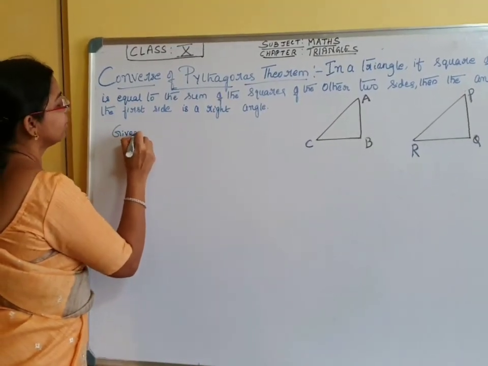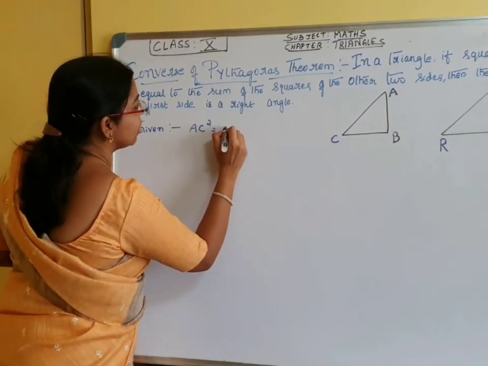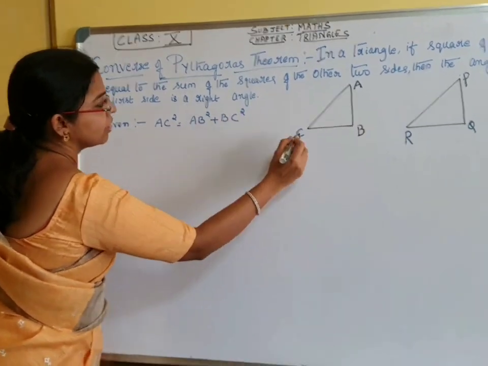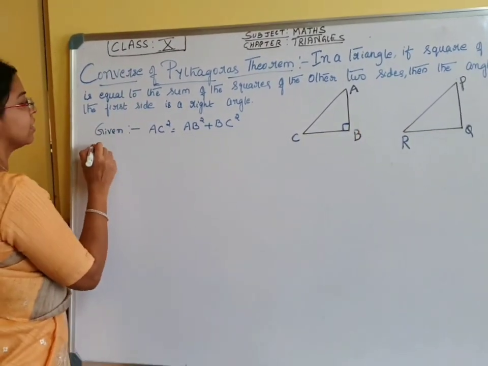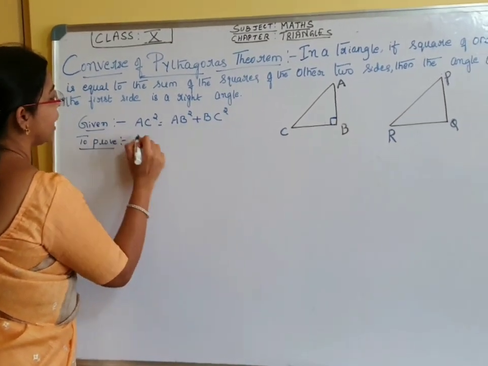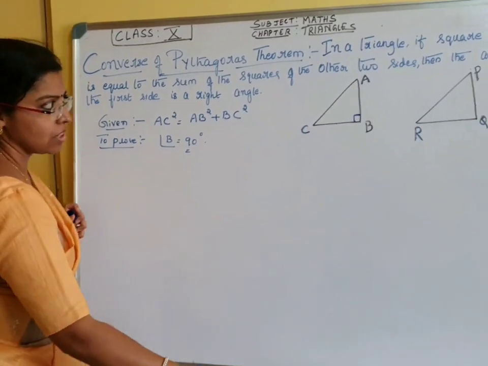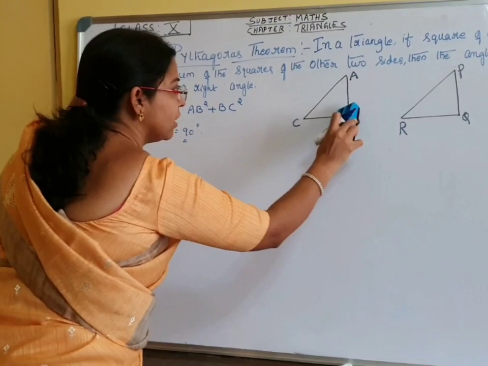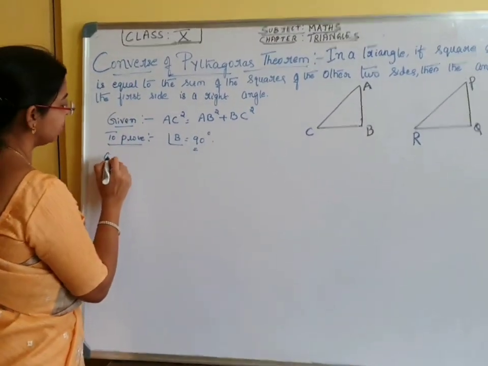So what is given? AC square is equal to AB square plus BC square. The 90 degree is at B. So what we need to prove? Angle B is equal to 90 degrees. We need to prove that. So we will now represent that in the triangles. Construction.